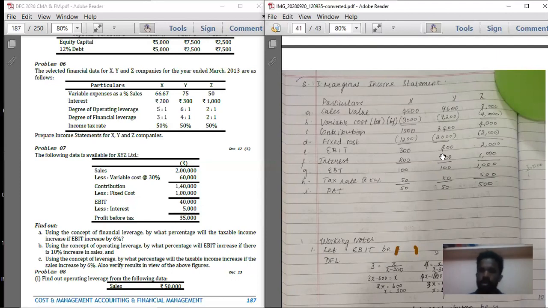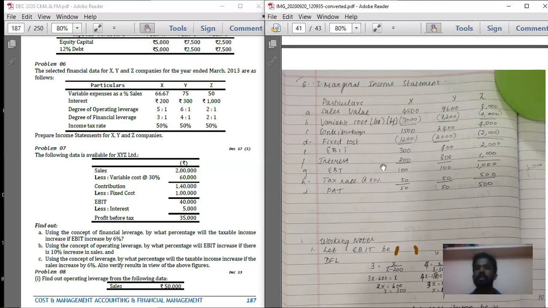Within bracket 2000. Now just see, contribution is 1500, within bracket 1200. So 1500 minus 1200, you are getting 300. Minus interest 200, you are getting 100. Minus tax at the rate of 50% is 50. So you are getting profit after tax 50. So the entire calculation is correct.